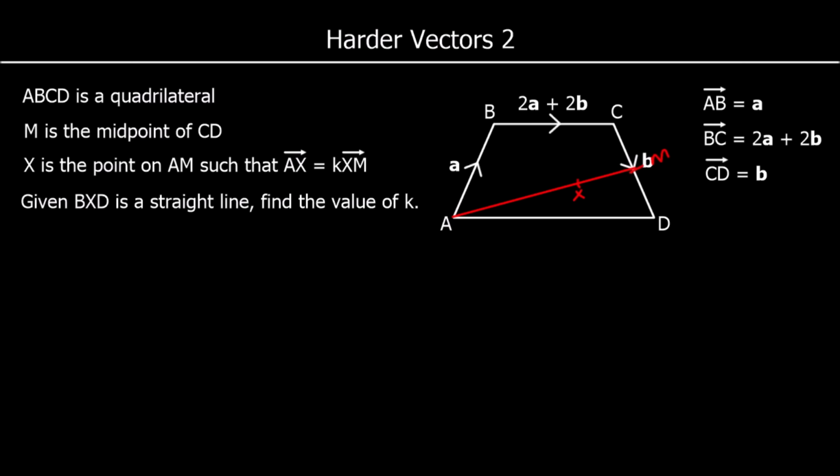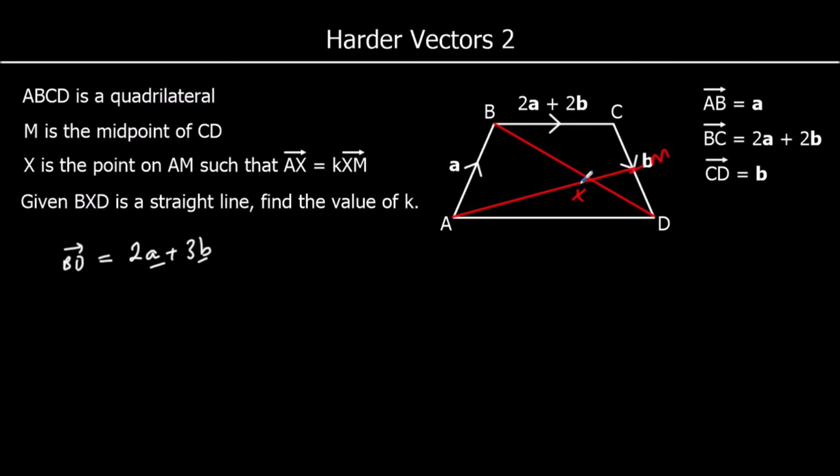Given BXD is a straight line, B to X to D is a straight line, find the value of k. So again, as before, we're going to use the fact that B to X and B to D are multiples of each other. So we can work out B to D by going 2a plus 2b plus b. So 2a plus 3b. That's B to D.